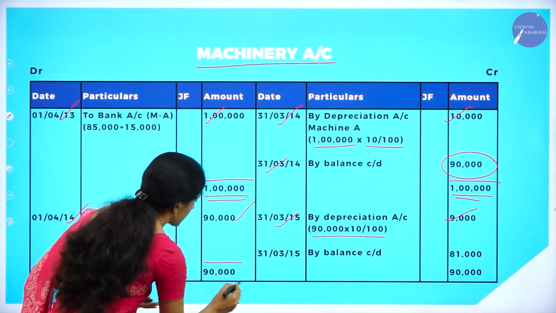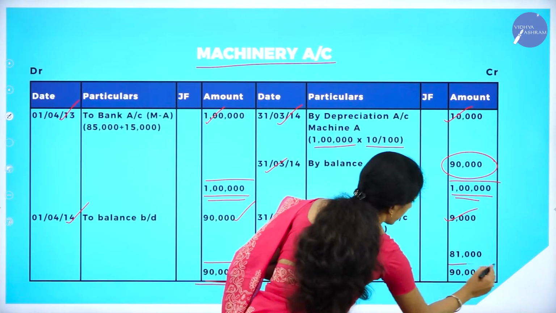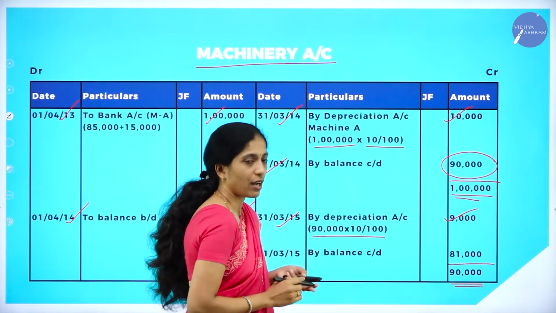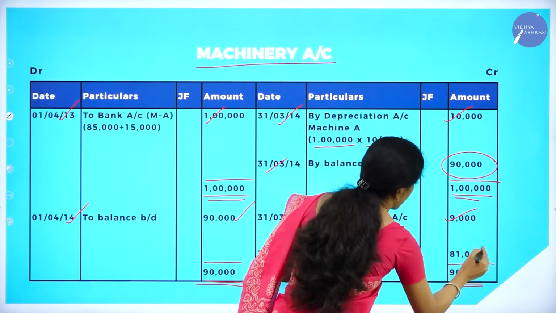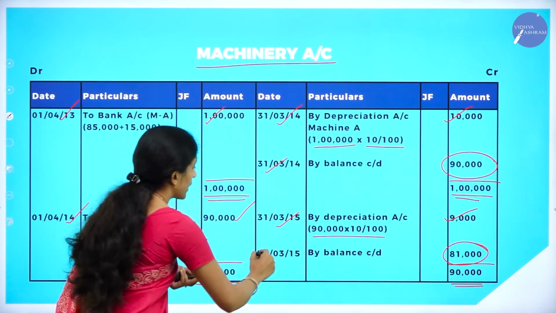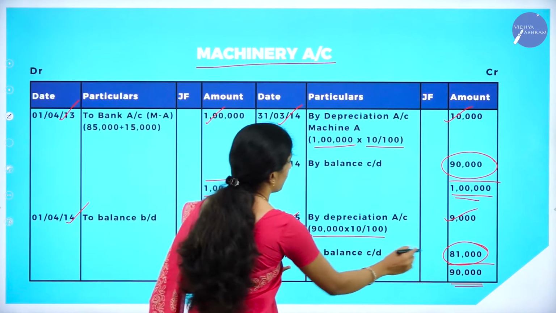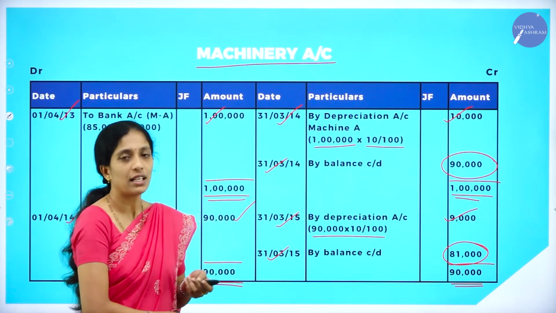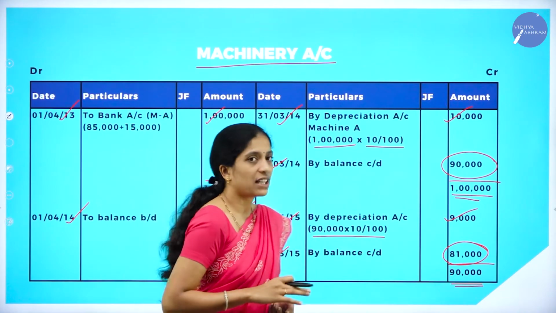Now balance both sides, and the balancing figure has to be carried down for the next year. In the debit side it is 90,000. Credit side also it is 90,000. 90,000 minus 9,000 will give a balancing figure of 81,000. So that is 31st-3/2015 by balance carried down 81,000. Hope you are clear with these 2 years.